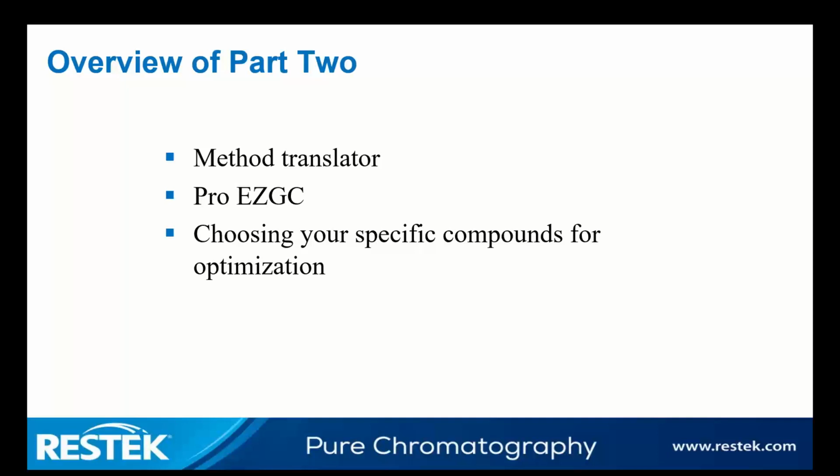So an overview on part two, we go into depth on the method translator, where we can look at a 60-meter column versus a 30-meter column, and if that's a 60-meter, 0.25 millimeter ID with a 1.4 micron film thickness, we could translate that into a 30-meter by 0.25 millimeter by 1.4 micron film thickness. Or we could go as extreme as going from a 60 meter, 0.25, 1.4 down to a 20 meter, 0.18 millimeter ID by 1 micron film thickness. So there's a whole variety of different translations you can do.